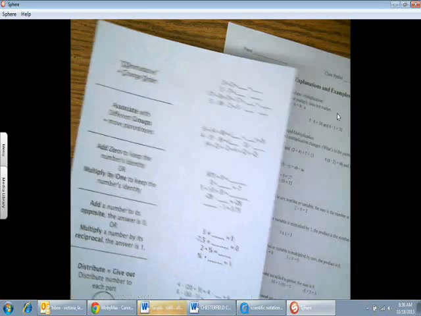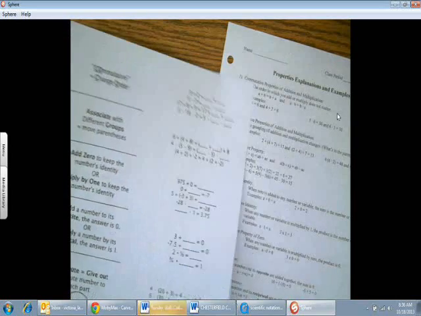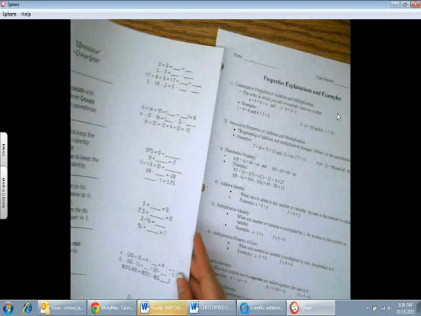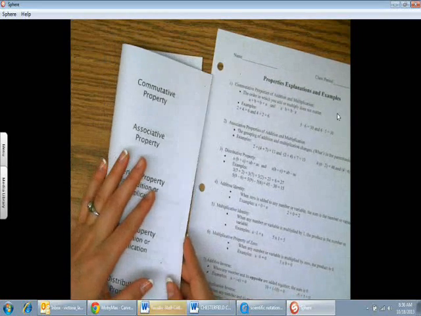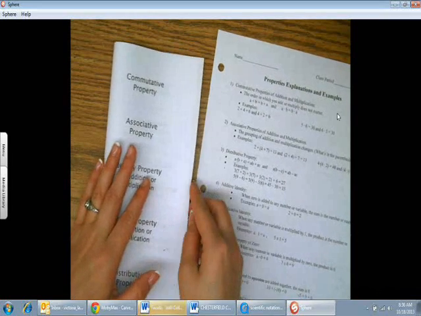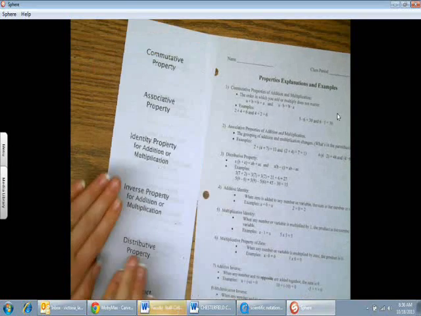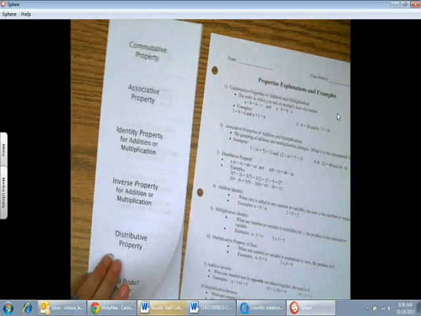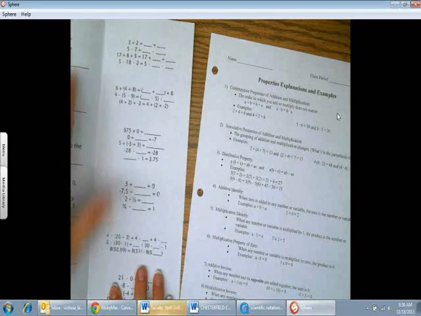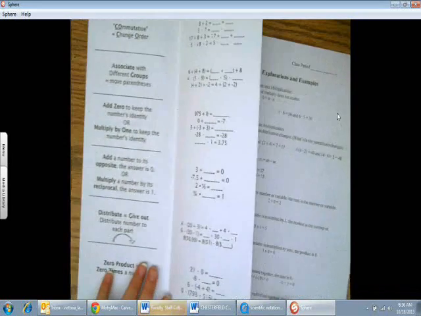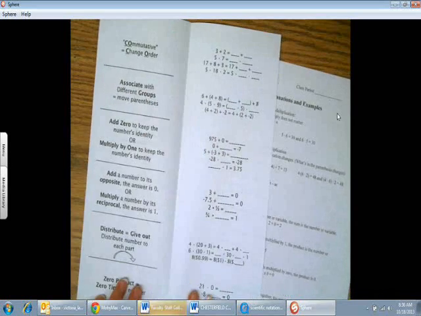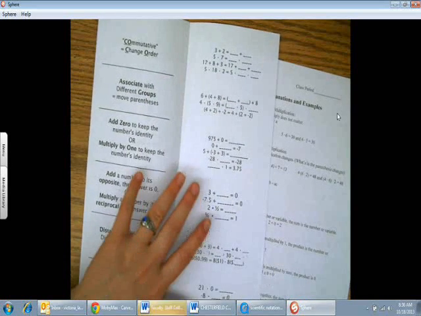So the first thing we're going to do is we're going to make our foldable. So if you would just fold this side over to the right, and that way you have this folded piece of paper, and on the left side you have these words. Sorry, I'll put it over here for you. So the left side you have these words, and on the right side you have the numbers.